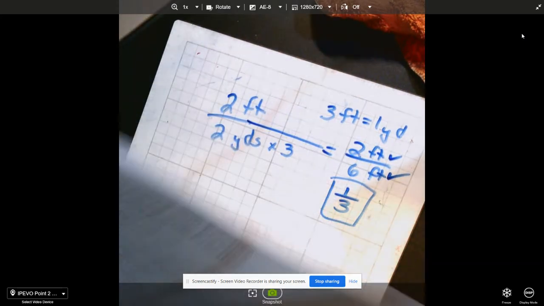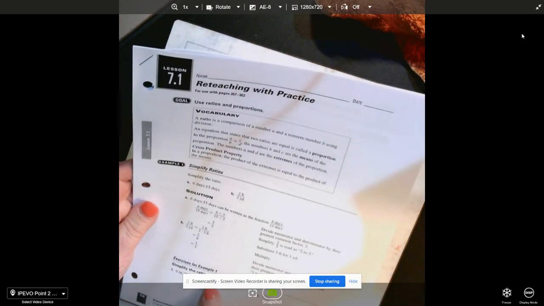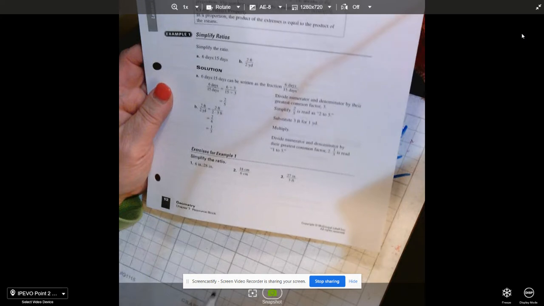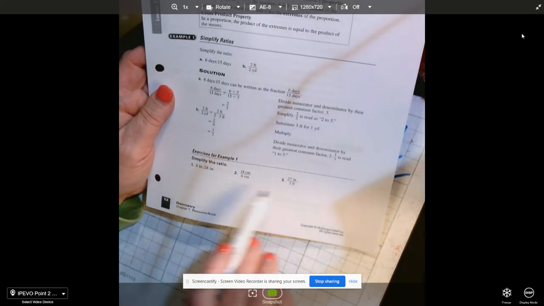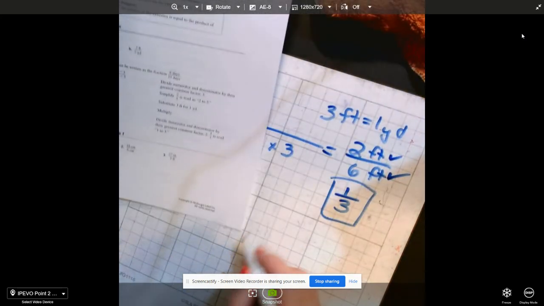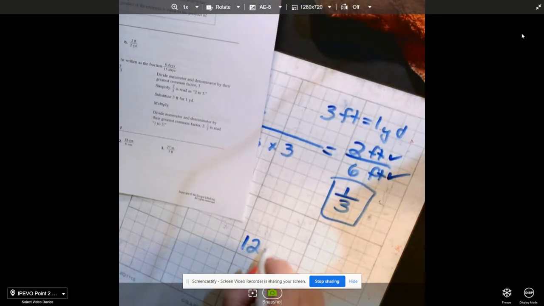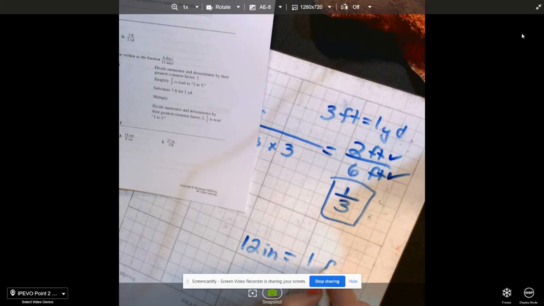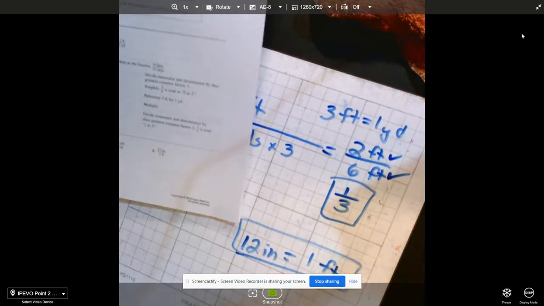See if you can do exercises number 1, number 2, and number 3 on the bottom of this worksheet. Just keep in mind that on number 3, the units are not the same, so you have to remember that 12 inches equals 1 foot. If you have questions on those 3, let me know.